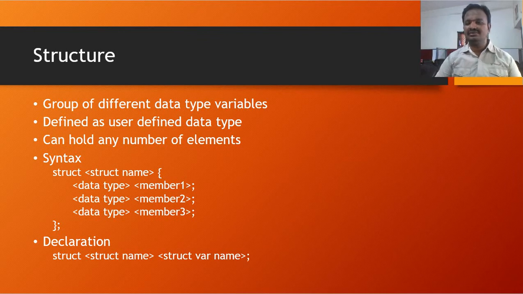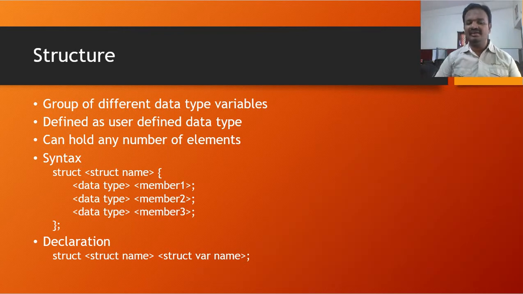And the syntax here: struct is the keyword to define a structure, and we can give the struct name, and then the different members will be available for the structure. Here data type and member 1, and data type and member 2. The member 1 can be an integer a1 and float b1, and data type long c2. That can be possible, and you can define an array also inside the structure.